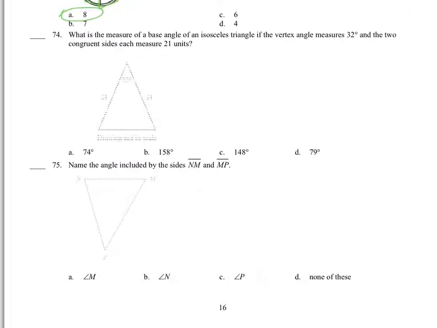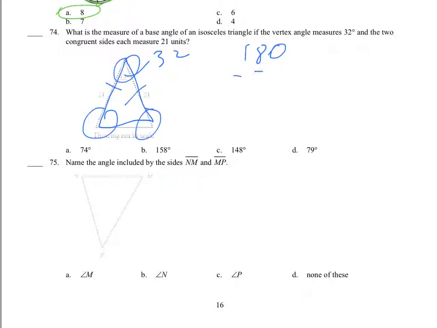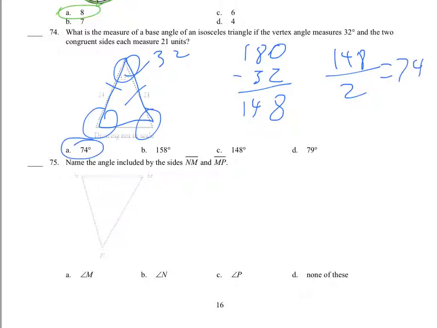Okay, number 74, what's the measure of the base angle? We have an isosceles triangle. If the vertex angle is 32, so that angle is 32. It's congruent sides. So the sum of all 3 angles has to be 180. So 180 minus 32 says that the last 2 angles have to add up to equal 148. And they're equal to each other. So what I do is I take half of 148, which is 74. That's the measure of my 2 base angles.